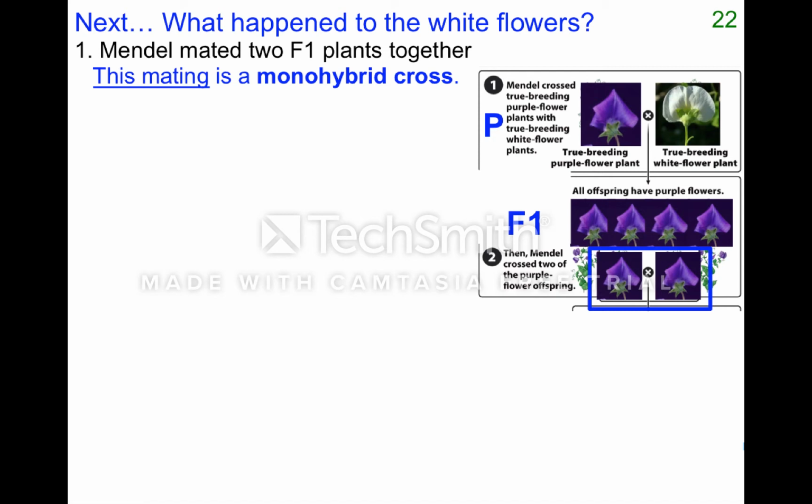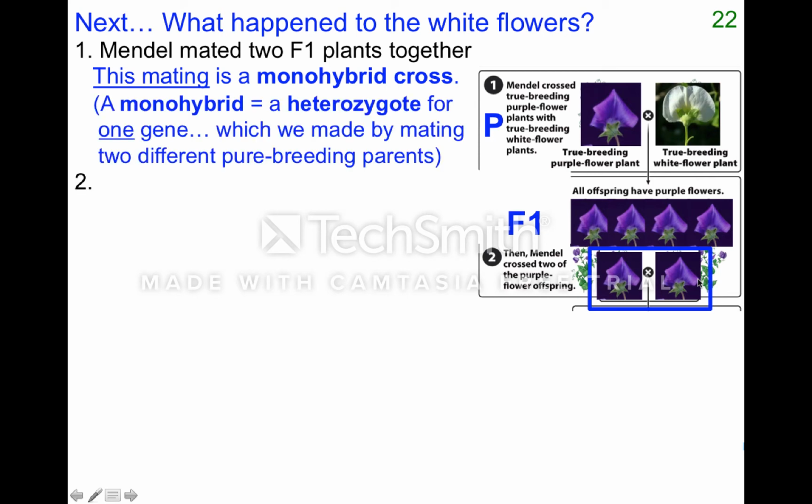A lot of people, when they see monohybrid cross in an exam question, they just automatically think P generation, F1 generation, F2 generation, this whole thing is a monohybrid cross. It isn't. Remember, this is a monohybrid. It is a hybrid of these 2 plants for just one trait. So a monohybrid cross is a cross between 2 monohybrid plants. All right. So in the F1 generation, when we cross them or self-fertilize them, we're doing a monohybrid cross. Okay. So monohybrid, again, is heterozygote for one gene made by mating 2 pure breeding plants.